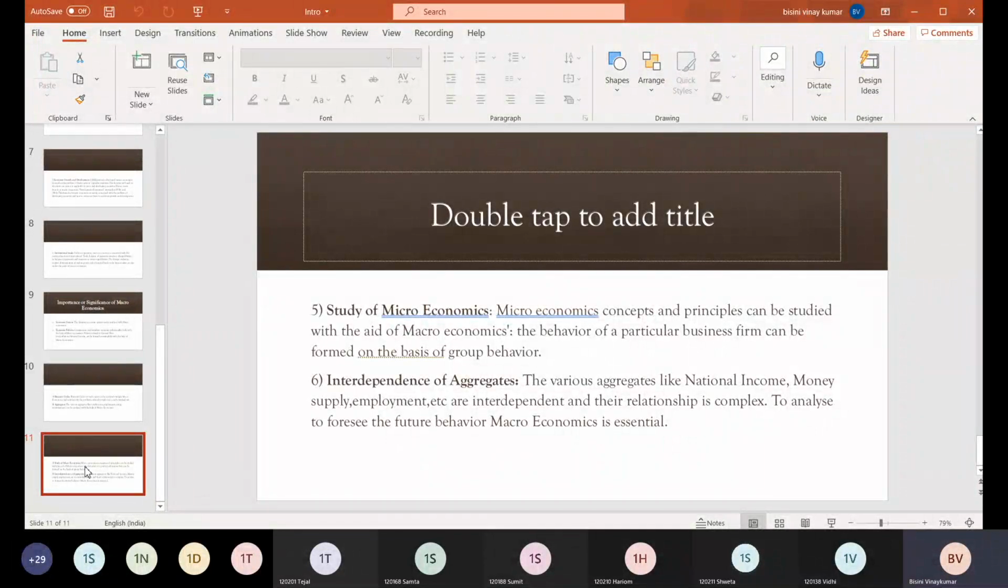Last point, interdependence of aggregates. The various aggregates like national income, money supply, employment, etc. are interdependent and the relationship is complex. To foresee the future behavior, macroeconomics is essential.